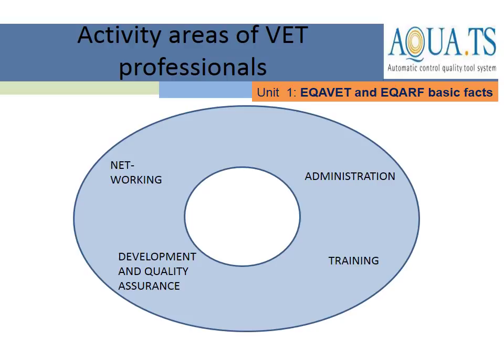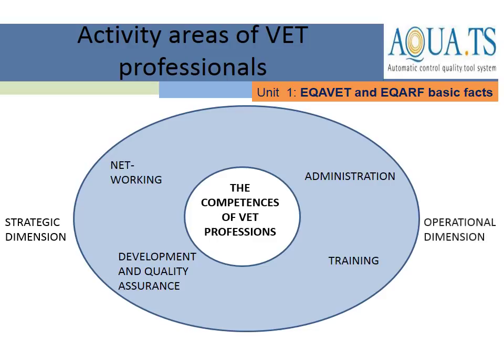Activity areas of VET professionals. In order to play their pivotal role in developing a culture of quality as continuous improvement, VET professionals have to operate, as shown in the slide, on two dimensions. A strategic dimension, which in turn includes two areas of expertise: networking and the development of human resources and quality assurance. An operational dimension, which in turn contains two areas of expertise: administration and training.